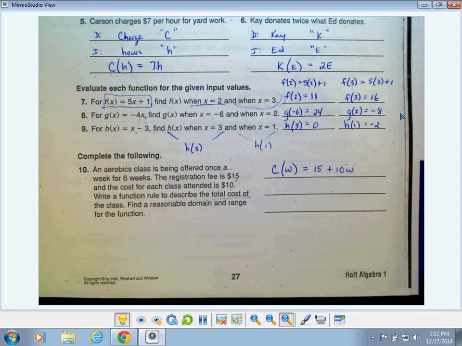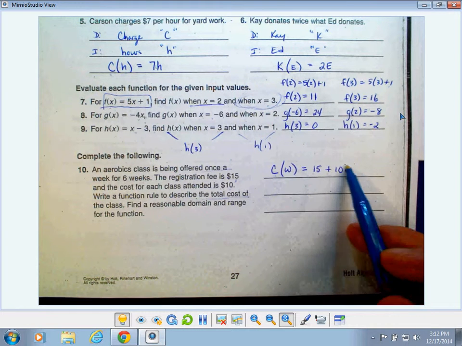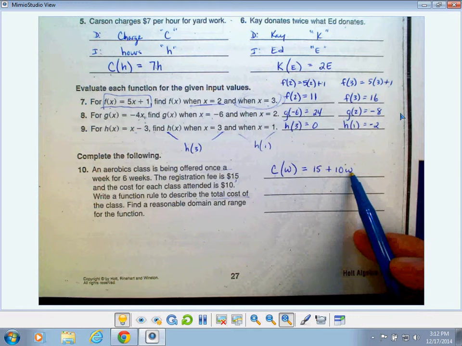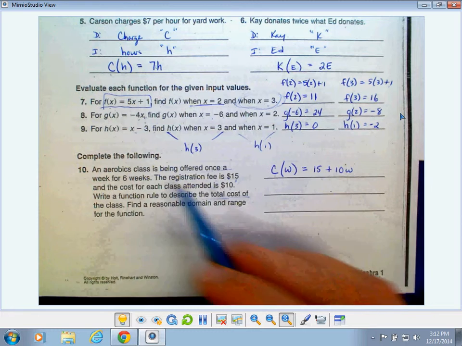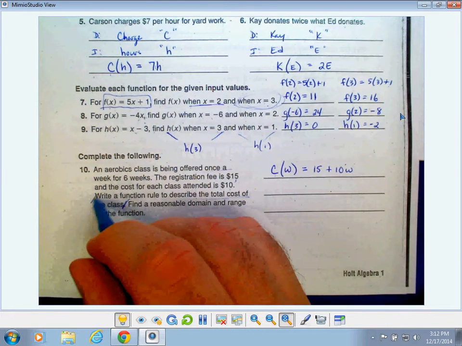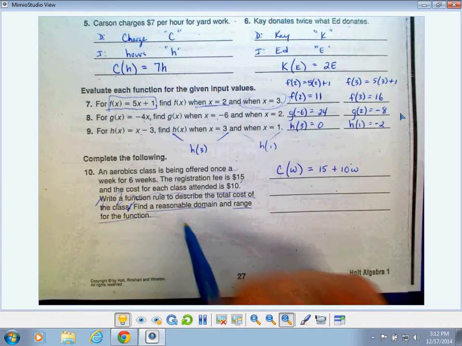So again, if we read this as function notation, it says the cost is a function of the number of weeks you go, and this is how you would calculate that cost based on the number of weeks. So then let's read the other part of this again. Write a function rule to describe the total cost. That is done. Now find a reasonable domain and range for the function.